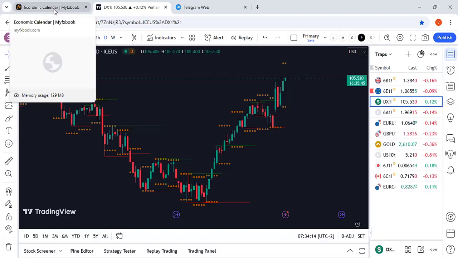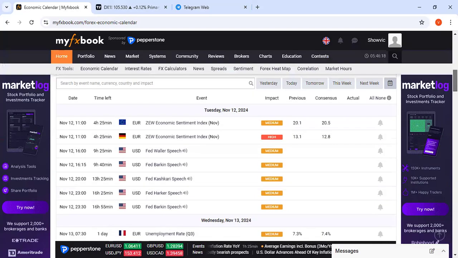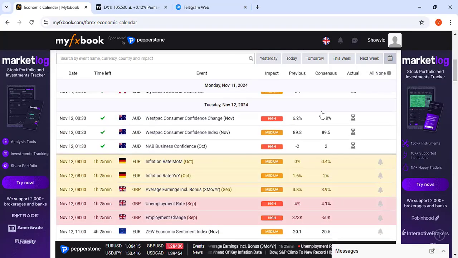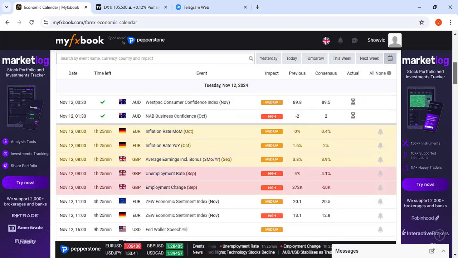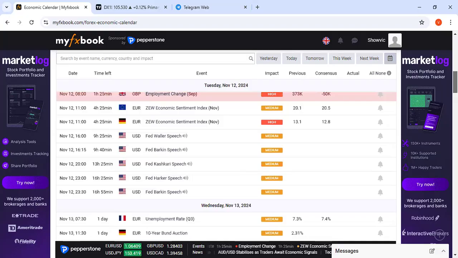All right. So if we look at the economic calendar, on Tuesday, what do we have? Let's go up, start from the beginning. We have the inflation rates medium event, and then we have unemployment data coming in from the UK. Thereafter, the economic sentiment from the Eurozone. So those are likely going to be the things to watch out for today, for Tuesday.